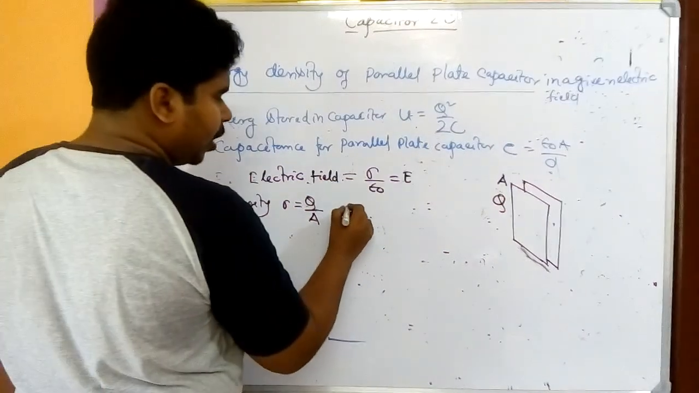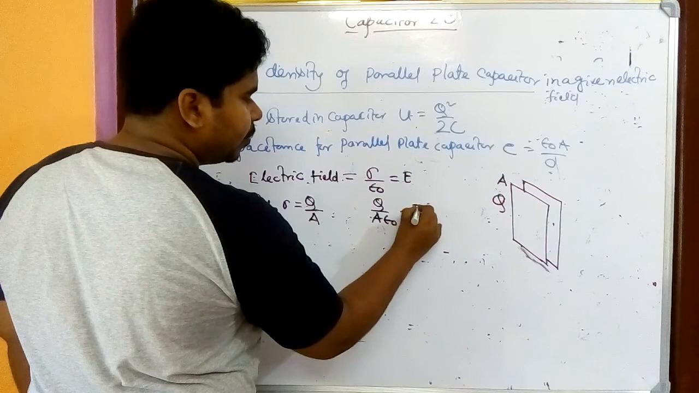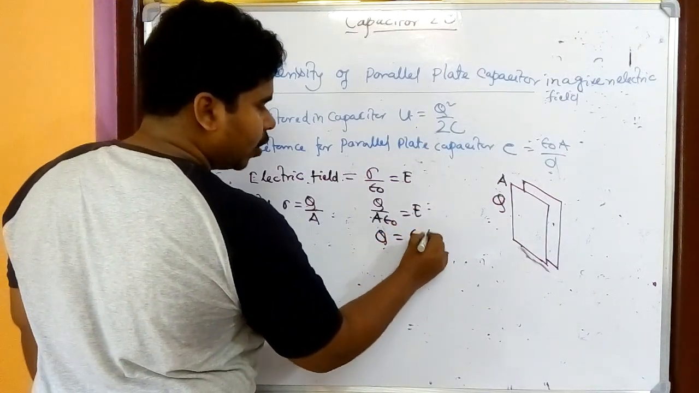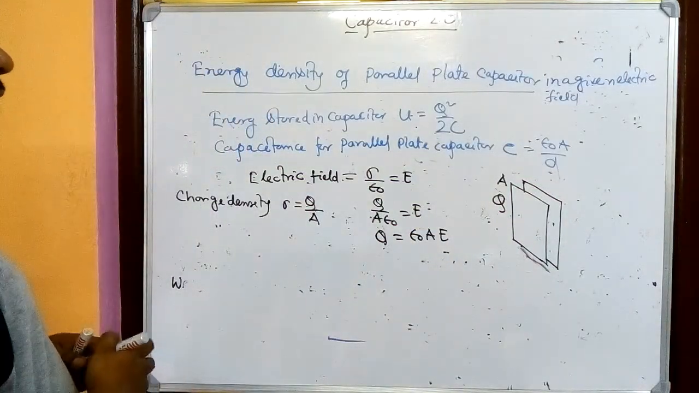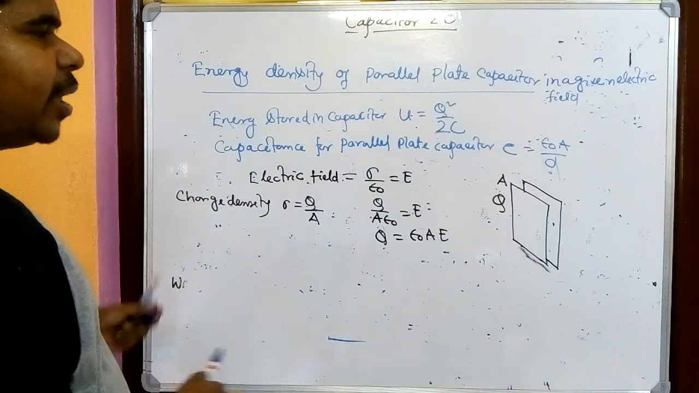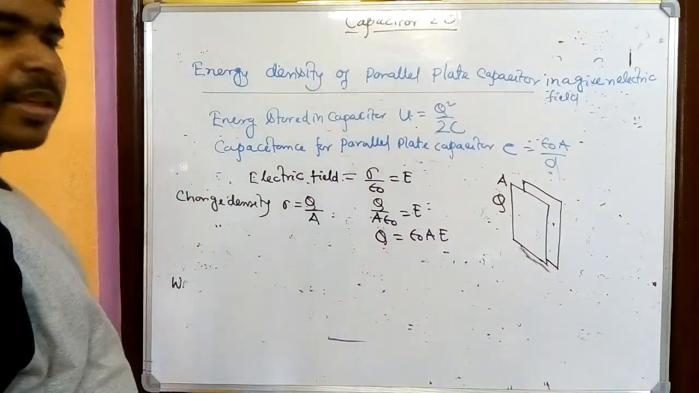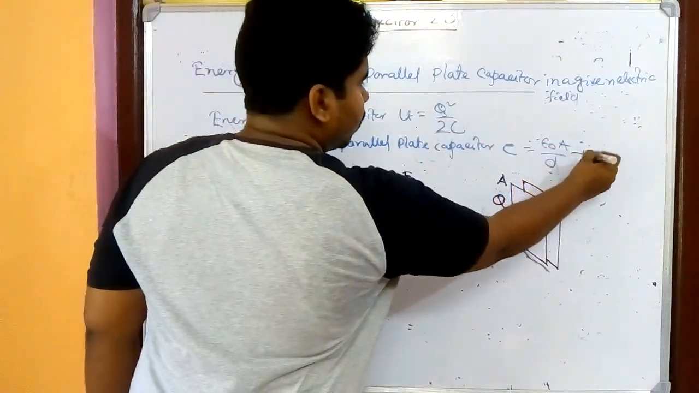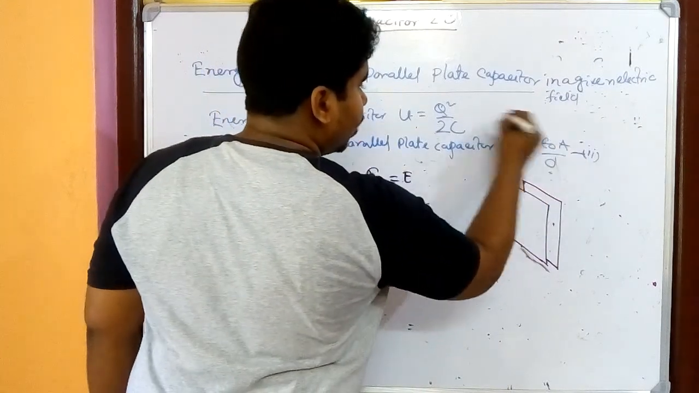So instead of sigma, we can write Q by A epsilon naught equals E, or from here Q equals epsilon naught A E. Why have we done so many things? Because we want to find the total energy, and for total energy I have taken Q square by 2C. So for Q we have to find something now. So we have to put the value here. So this is equation number 1 and this is equation number 2, or you can take it as 3, it is 2 and it is 1.